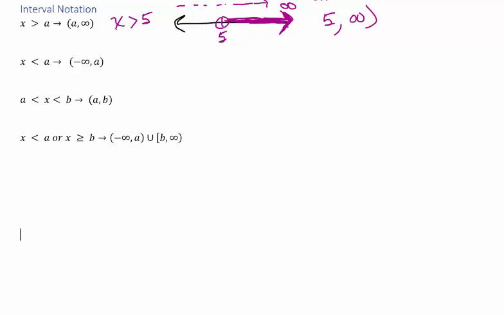But the 5, I have two choices. I could have a bracket, and I would use a bracket if the 5 were shaded in. Otherwise, use parentheses, and that just represents this open circle, that the number 5 does not satisfy this inequality.